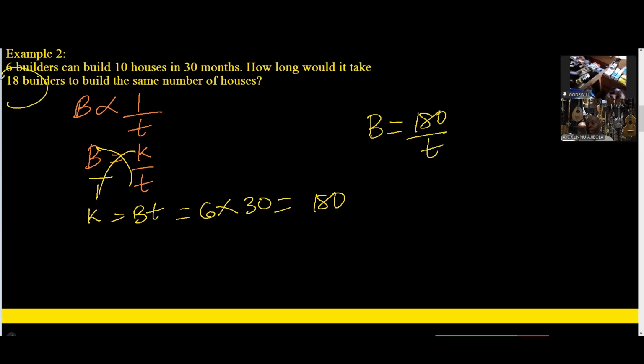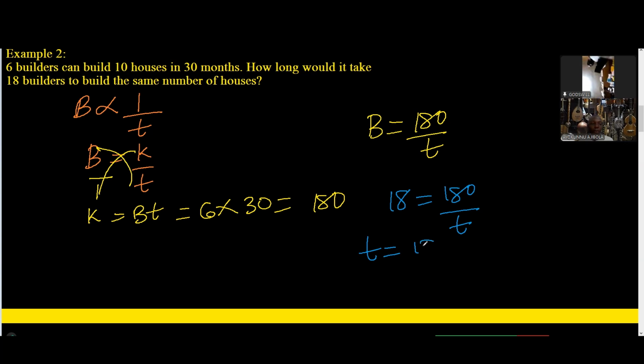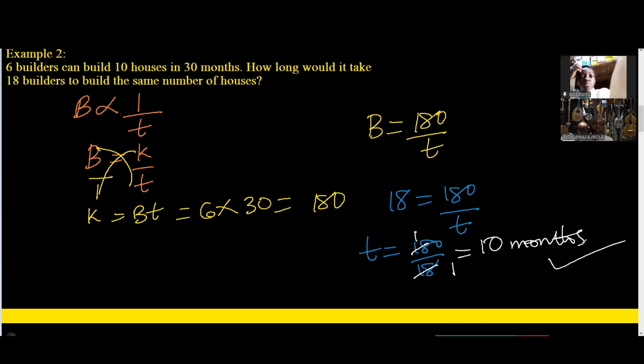The builders are now 18, yes or no? Yes, sir. So we'll now substitute 18 builders equals 180 over time taken. So the time taken will now be 180 over 18, okay? So how many months will it take them? 10 months. 10 months, simply because we have increased the number of builders. Is that clear? Yes, sir.